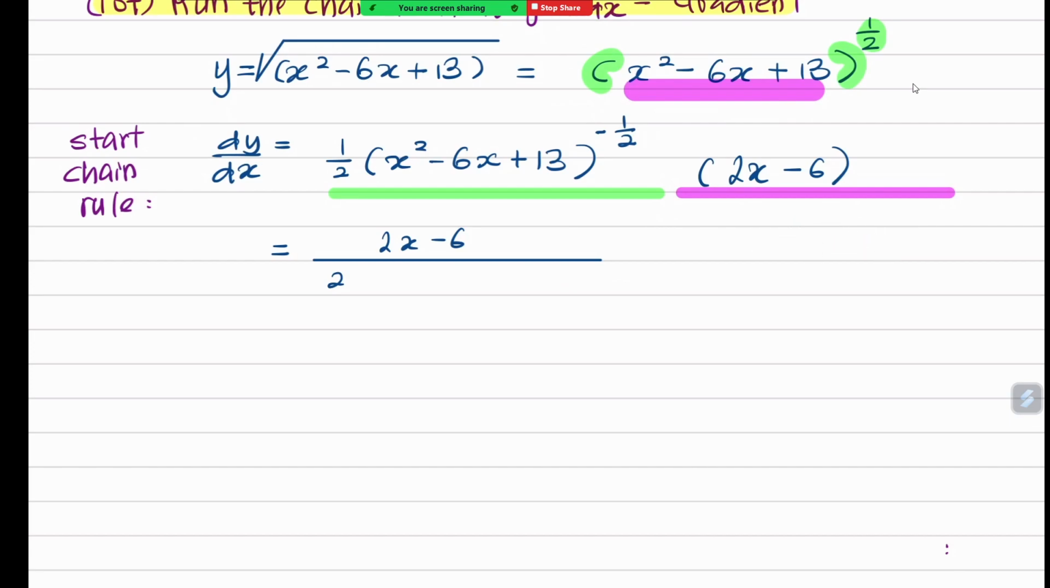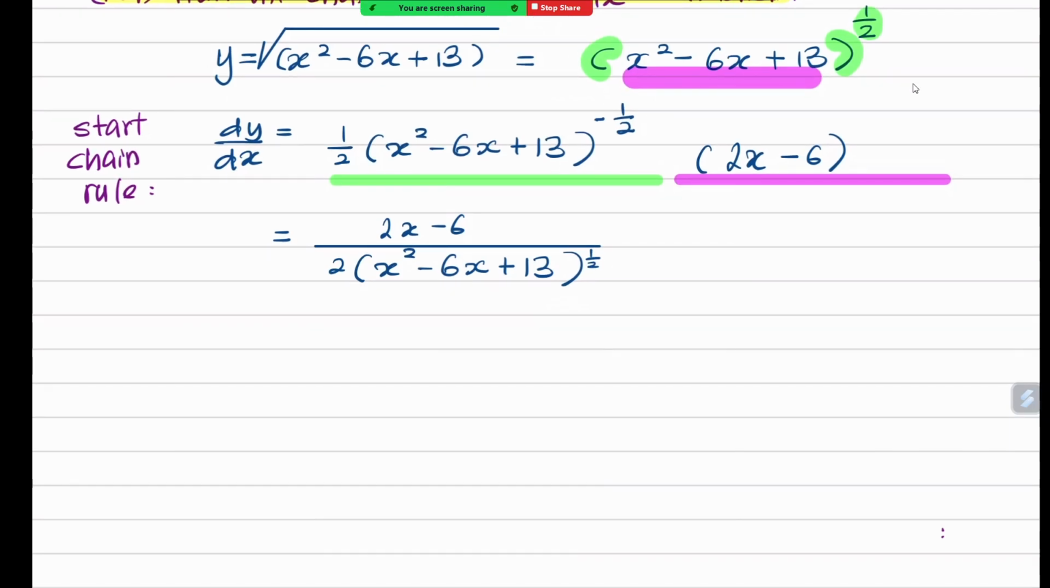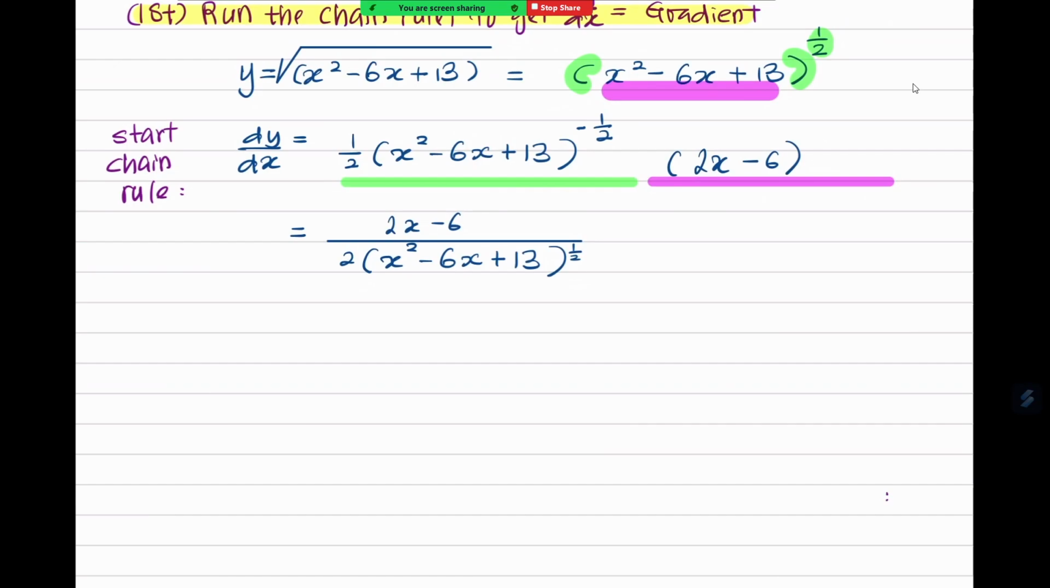Now I'm going to take this whole thing, copy and paste it down here. With the positive index, instead of negative 1 over 2, it has now become positive 1 over 2. That's it. So you have accomplished your dy dx expression. Let me write this one more time to make it visually convenient for you.